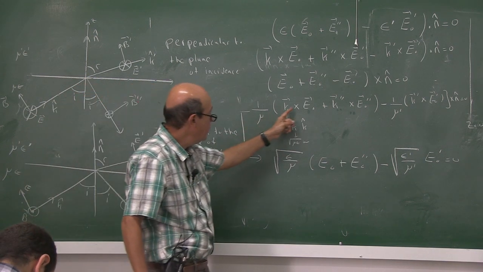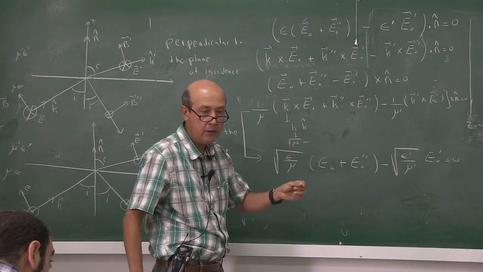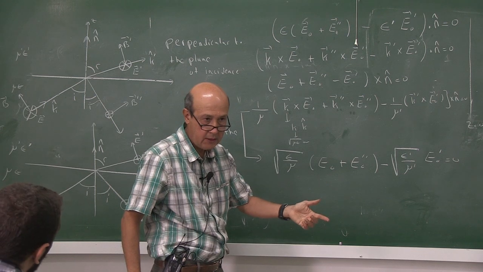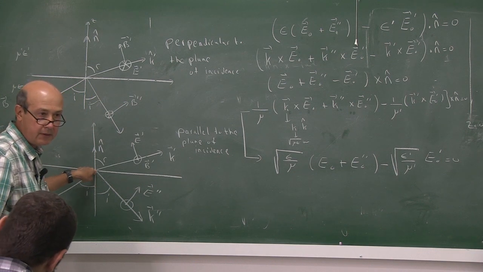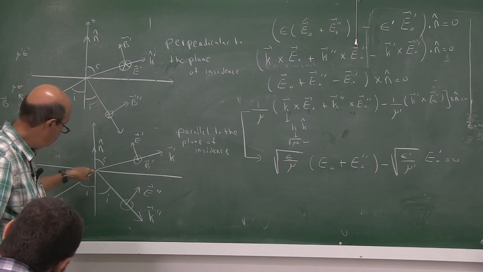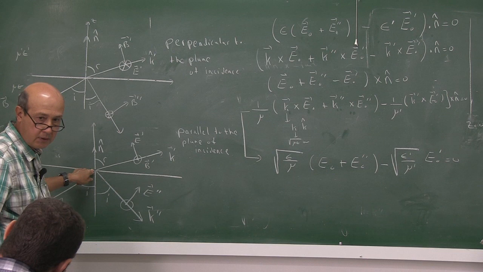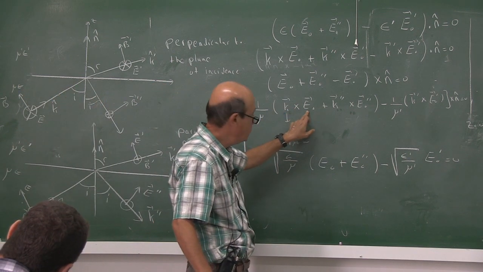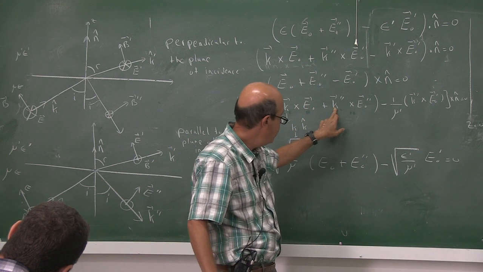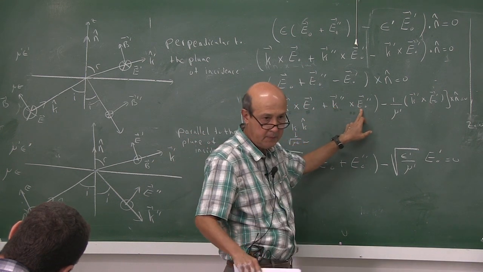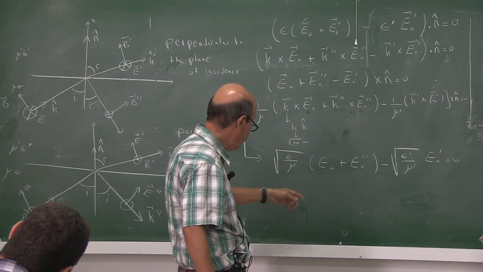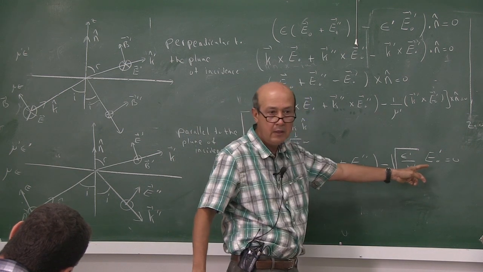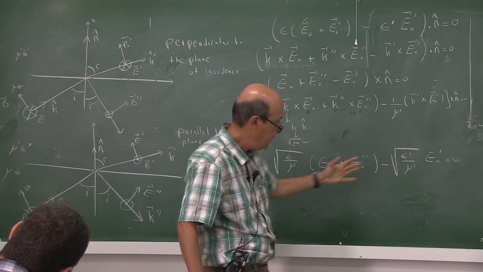Why? K cross E0 is K magnitude, E0 magnitude sine 90 degrees. Okay? And it is all the time K cross E is the magnetic field direction. You don't need any projection. You don't have an angle. It is tangent to the interface. So this is K magnitude, E0 magnitude sine 90. This is K double prime magnitude, E0 double prime magnitude sine 90 degrees, because the angle between them is 90. So only you are dealing with E double prime and E prime. Is it okay? The direction is the same.